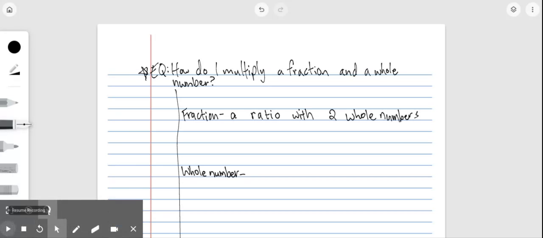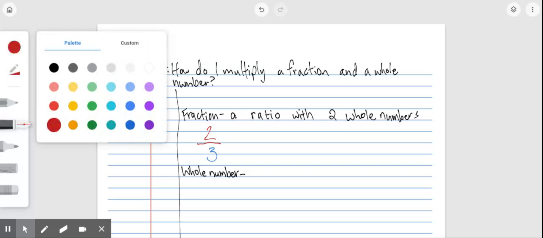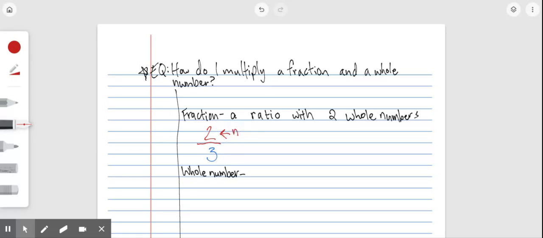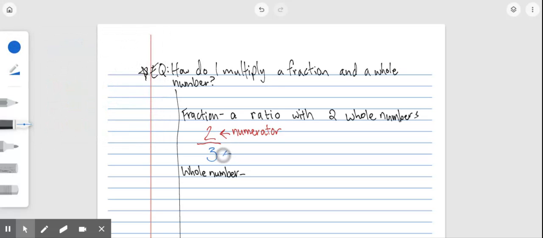So a fraction is a ratio with two whole numbers. A ratio is basically just two numbers in a comparative form. So I'm going to draw a little example. Got a 2 on top, a fraction bar, and a 3 on the bottom. Some things that you should know about a fraction is this top number is called the numerator, and the bottom number is called the denominator. A fraction is just a comparison between two whole numbers as a fraction or a ratio.